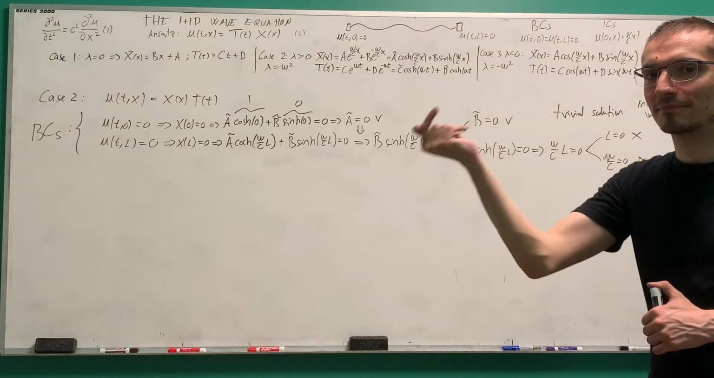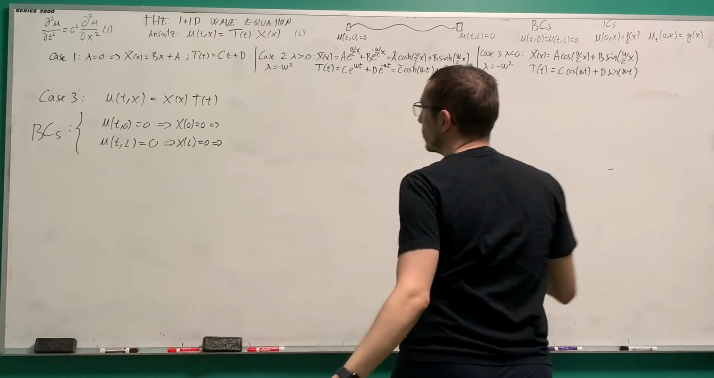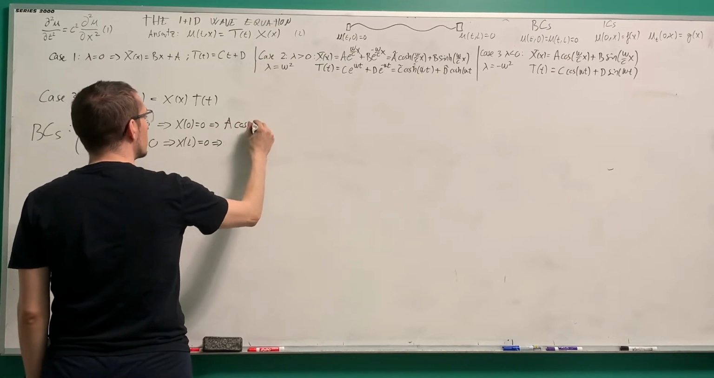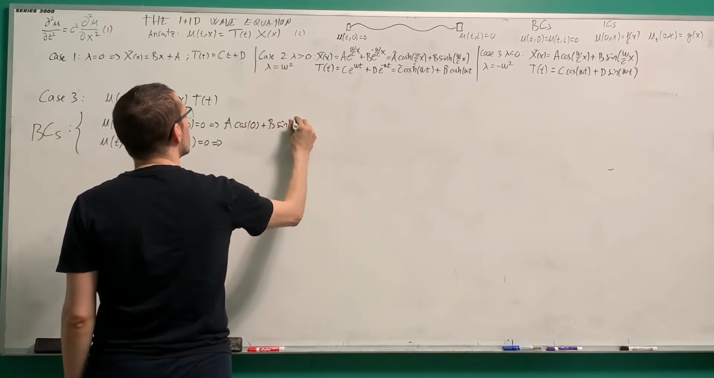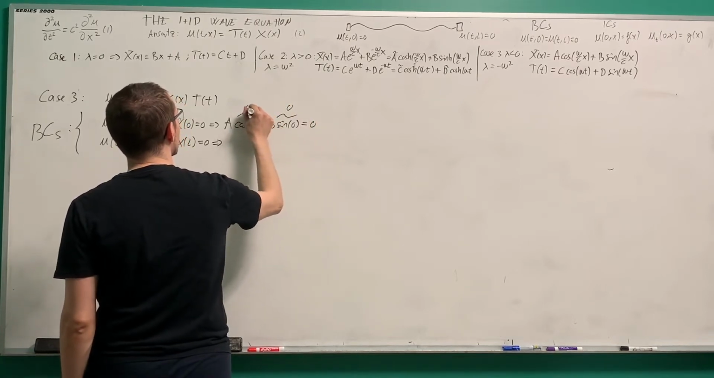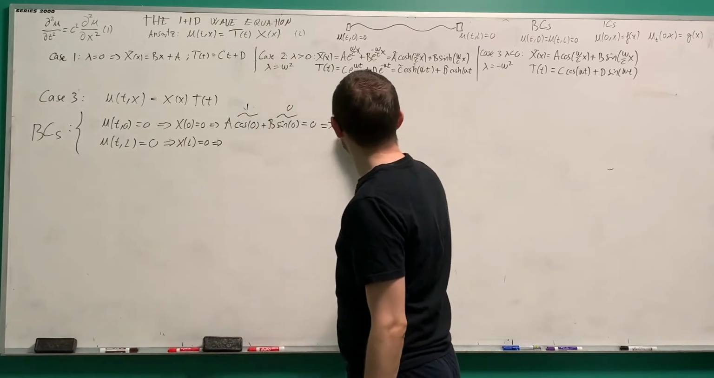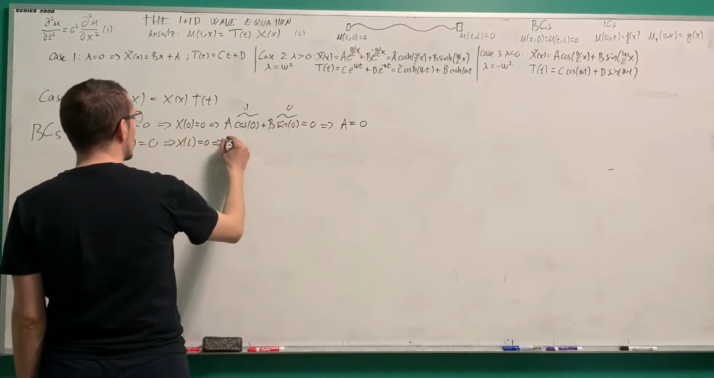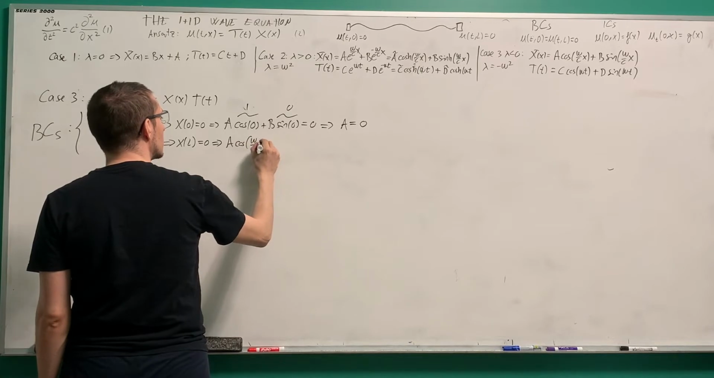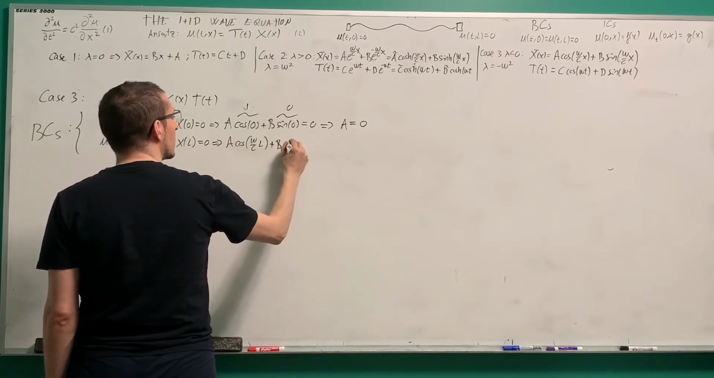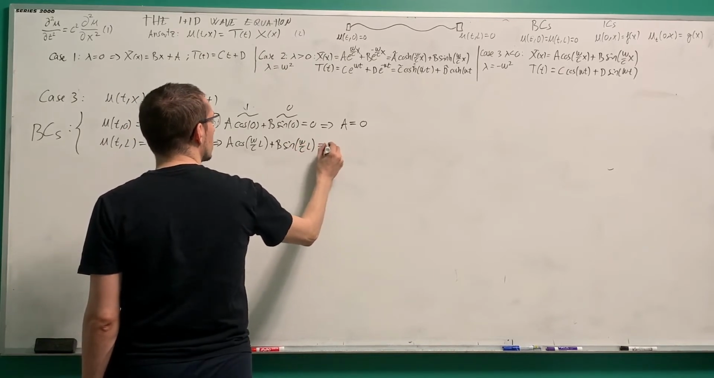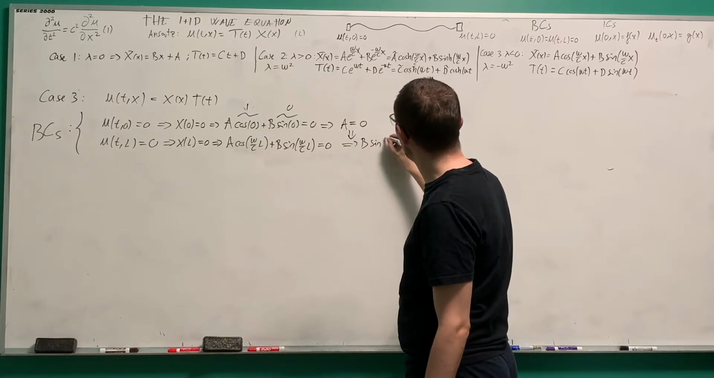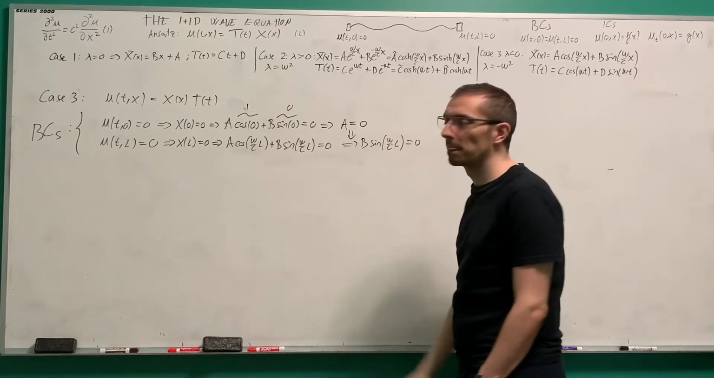Let's check case 3. In case 3, we're in that case over there. The first condition, x of 0 equal to 0, tells me that A cosine of 0 plus B sine of 0 is equal to 0. I know the sine of 0 is 0 and the cos of 0 is 1, so A is equal to 0. Wonderful. Now if I impose the other condition, I get A cosine of omega over C L plus B sine of omega over C L equal to 0. But A is equal to 0, so B times sine of omega over C L is equal to 0.